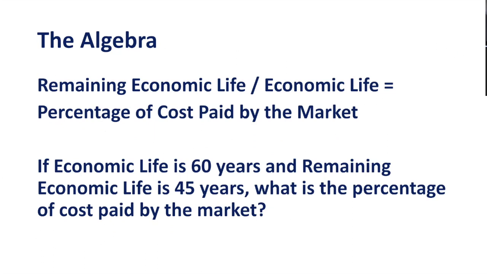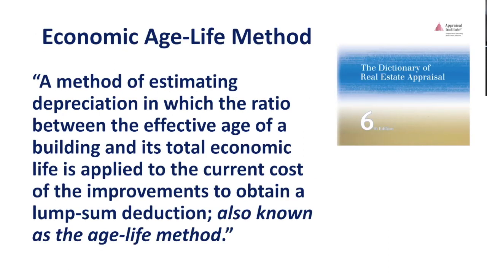Whoop, it's 75%, right? It's 45 divided by 60, 75. It's the same as 100 minus 25, the effective age. So the market's paying 75% in this case.